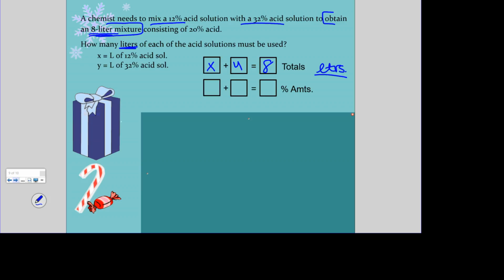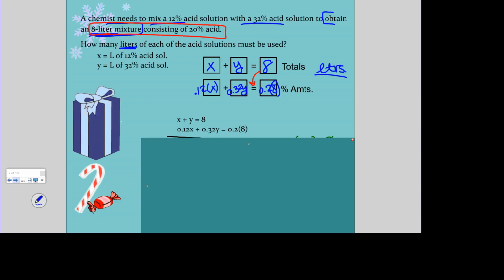So I know the total, I don't know my parts, so I can fill in X plus Y equals 8. From here, we have our 3 percentages. We know the total mixture should be a 20% acid solution. So that means that one gets 0.2 times 8. The X was 12%, and the Y was the 32%. My equations get a little crammed. I need bigger boxes. But anyways, those are our 2 equations for this system. You can now solve it. Click play when you're ready to check.